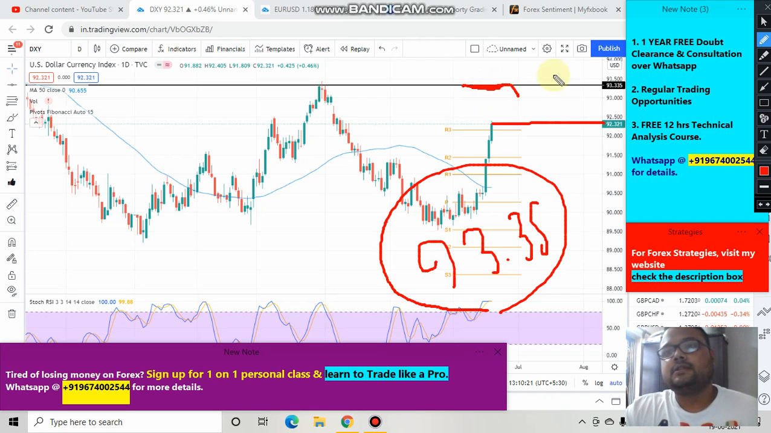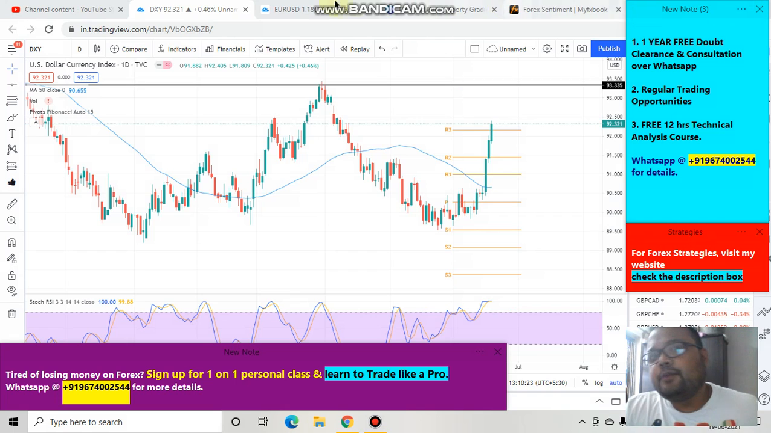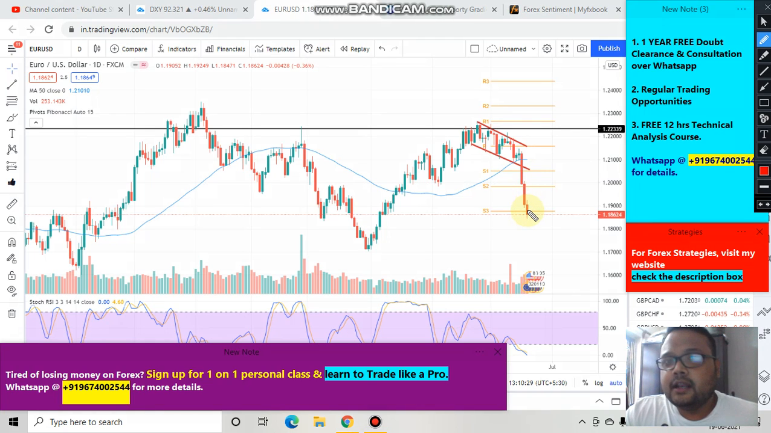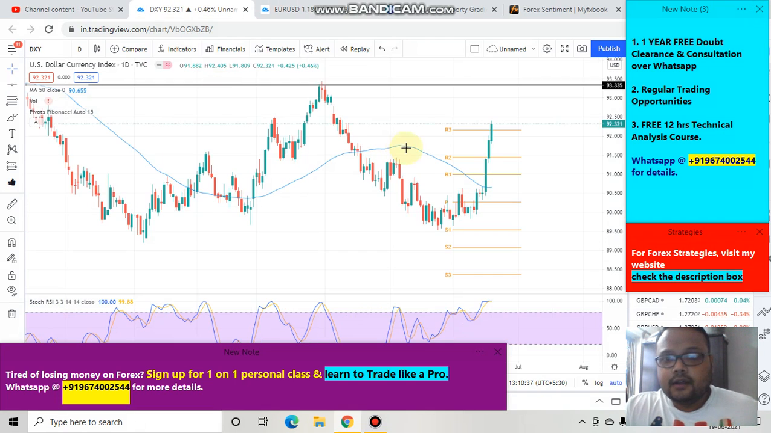So there is a possibility that when US dollar hits the 93.35 level, it will face resistance and reverse. At that point, when US dollar reverses, we will see some trend reversal in the Euro USD as well. When Euro USD will fall, Euro will rise. But as of now, this level is quite far away.